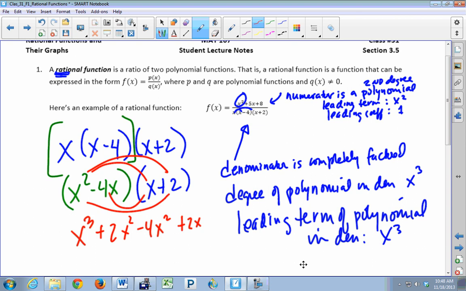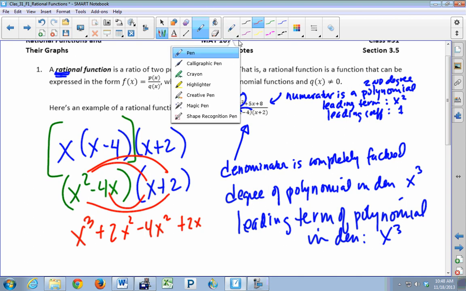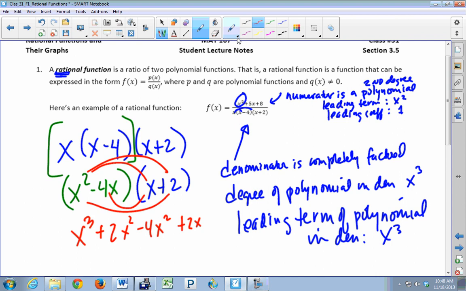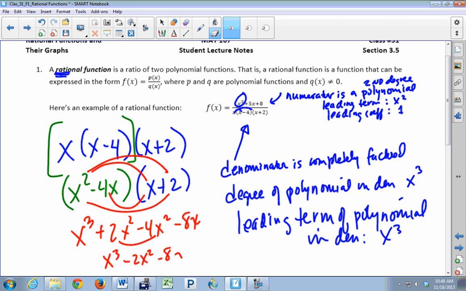2x squared, thank you. All right. So let me see, x squared times x is x cubed, x squared times 2 is 2x squared, negative 4x times x is negative 4x squared, and negative 4x times 2 is what? Negative what? 8x. All right. So I can simplify these two because they're like terms: x cubed minus 2x squared minus 8x. So that would be what that factored form looks like in standard polynomial form when it's multiplied out.